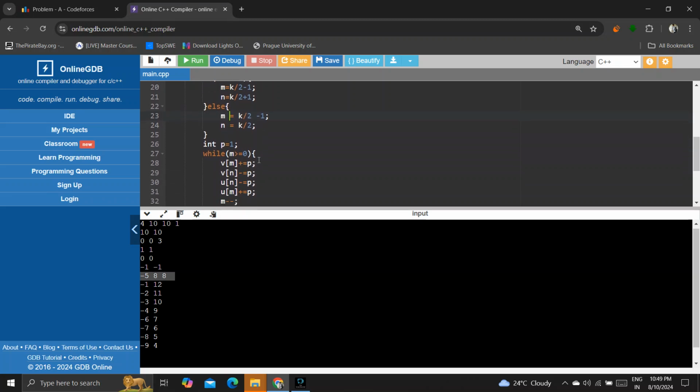Now I will come to here, while m is greater than or equal to 0. m is 3 here, so 3 is greater than or equal to 0. Up till then, what I will do is v of m for the x coordinate, right? v of m plus equal to p, p is 1 here, so I will increment it by 1. So 8 plus 1 would be 9, and for the fourth index, 8 minus 1 would be 7. Okay, so in this way it will work.